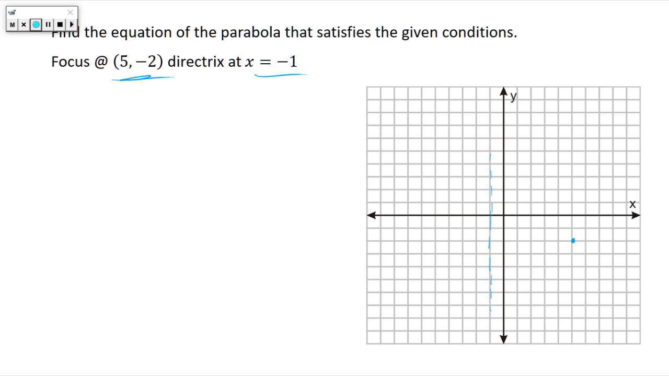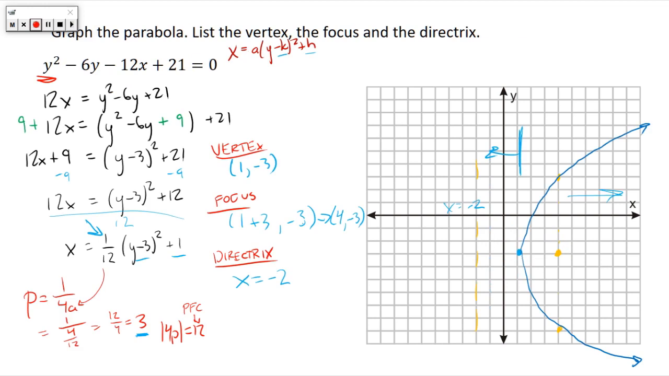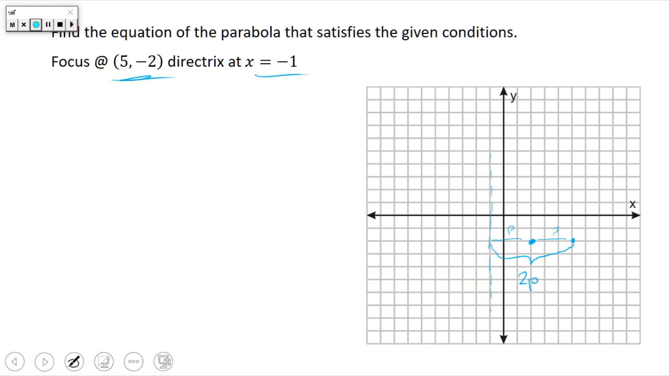Now, from the previous examples, we know that this distance from here to here, that was a pretty bad little bracket, but that distance is going to be 2p. Because from the vertex, which is going to be right there, it's p. This distance right here is p, and this distance right here is p. So the total distance is 2p, which tells us everything we need to know about this. It tells us that the difference between this point here and this point here is 2p. So this is (5, -2), and this x-coordinate of 5 to this x-coordinate of -1 is 2p.